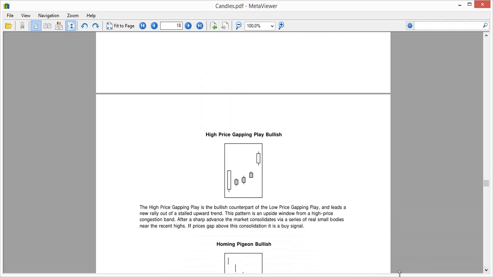So the gap is up. Consolidation would be if the market continues to buy. We're in an uptrend. You've had three small volume days. The price has gapped up, and the price stays above the gap. We have a consolidation and it's a buy signal, and we're looking for a confirmation for the buy to continue. So that is our high price gapping play bullish.